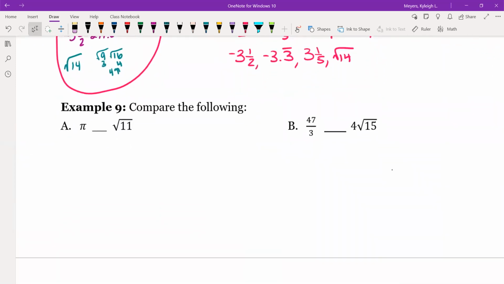For these ones, find the decimals and then compare them using greater than, less than, equal to. Okay, so I think you could try those on your own, so try those. All right, so there's the answers. And make sure you ask any questions.